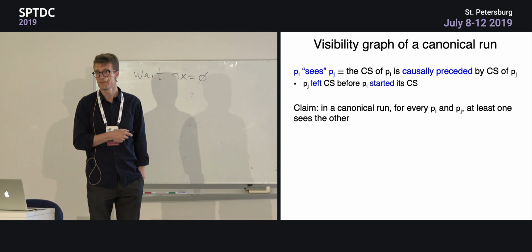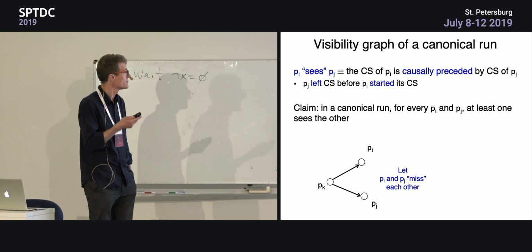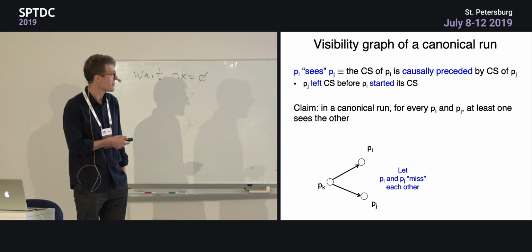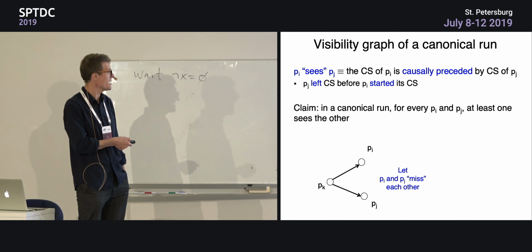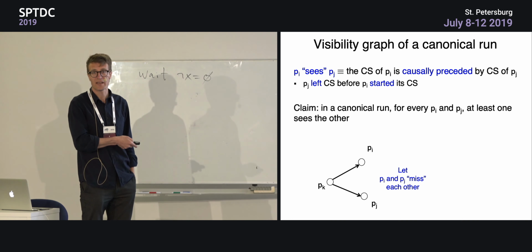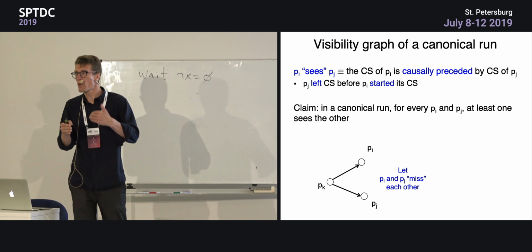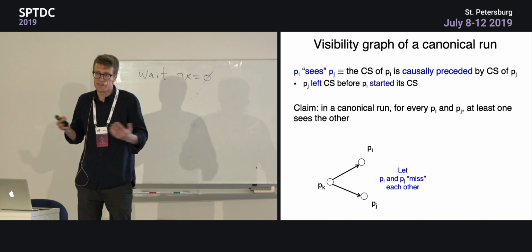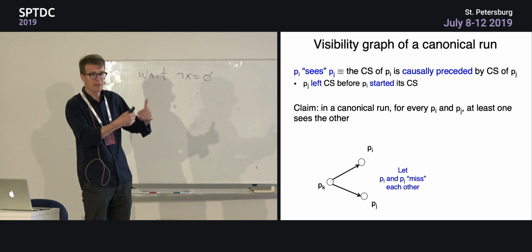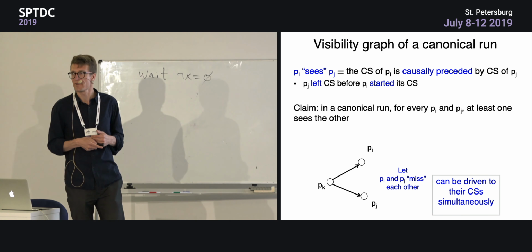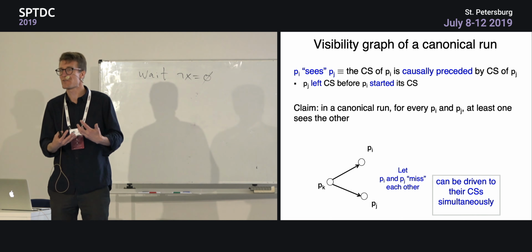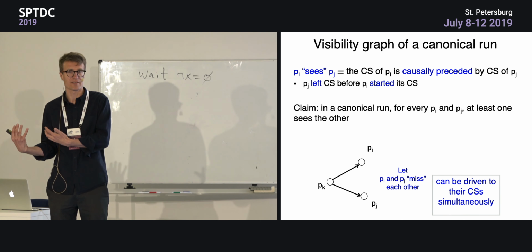Okay. Why? Well, because if it's not the case, then it means that Pi sees some Pk and Pj sees some Pk, but Pi and Pj are unrelated. What I can do, I can play with the order of steps, because there's no causality. I can order steps of Pi and Pj arbitrarily in such a way that they enter the critical section together, because they are not related to each other. None of them actually knows the other guy has left the critical section.